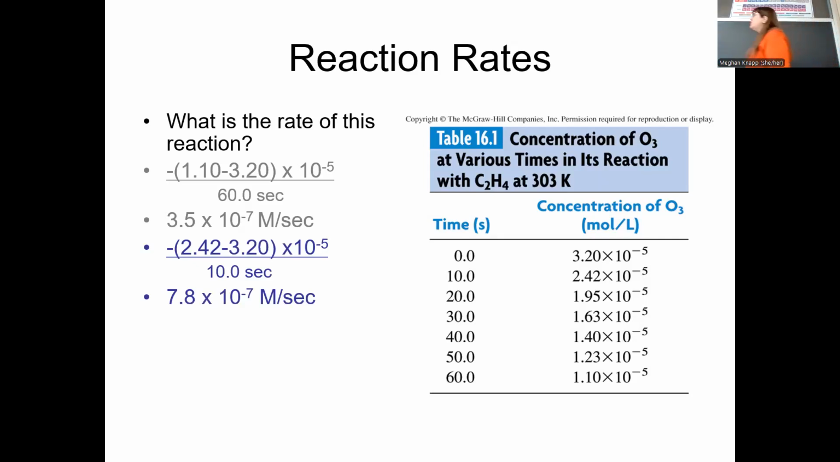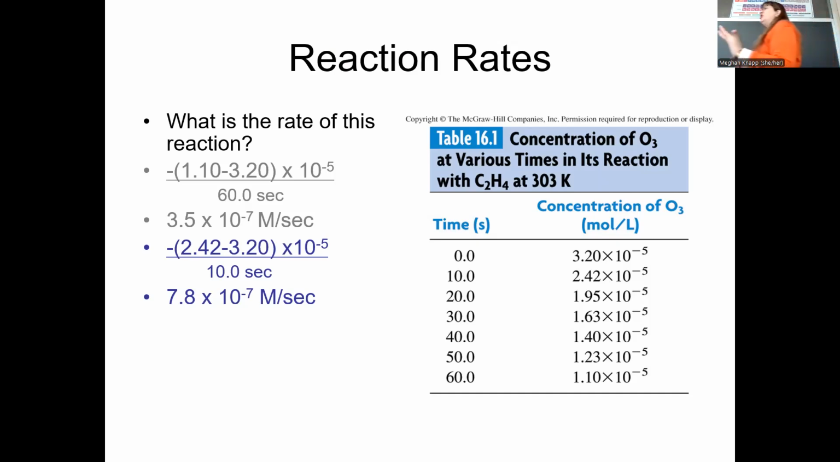Now, if I look at these two numbers, 7.8 compared to 3.5, this rate in the first 10 seconds is more than double that average rate overall. Okay, so the total average isn't really a helpful number, but having that first 10 seconds, that really kind of gives us an idea of, okay, how fast is this going at the beginning?